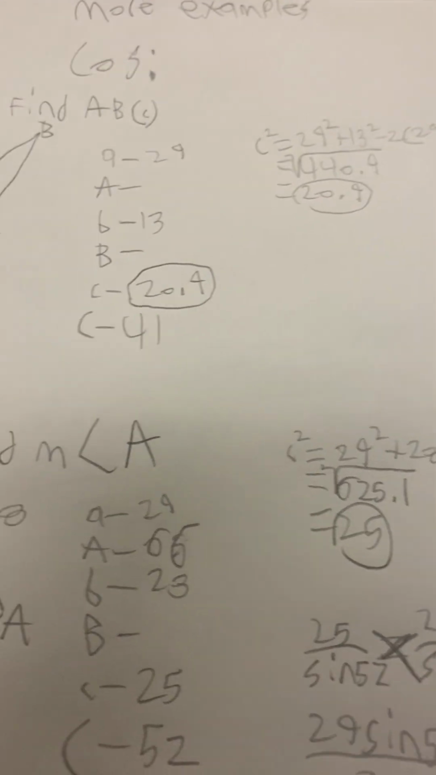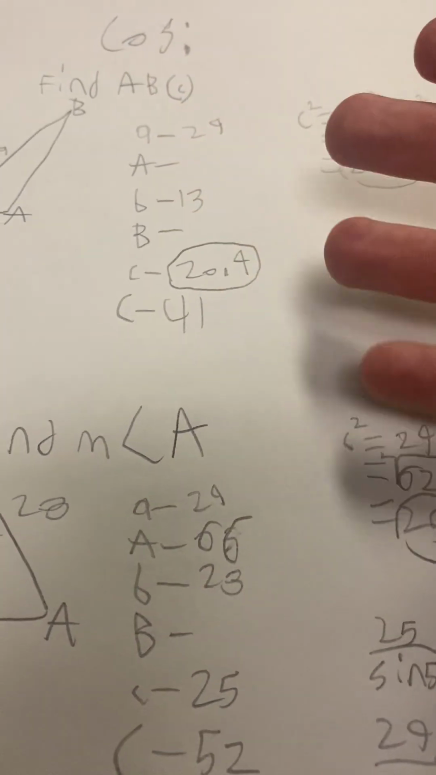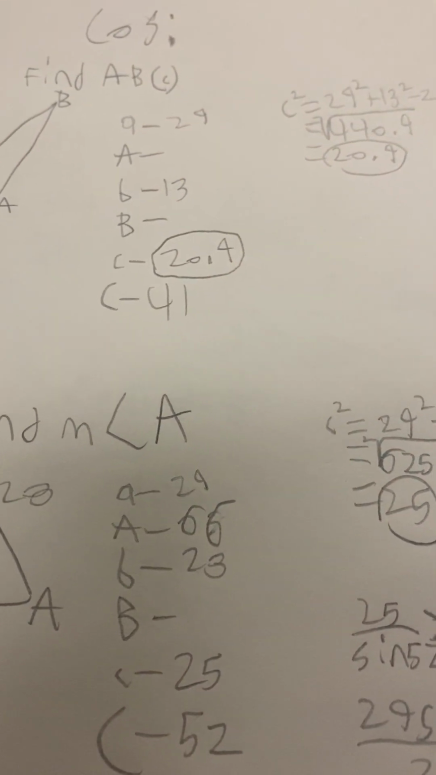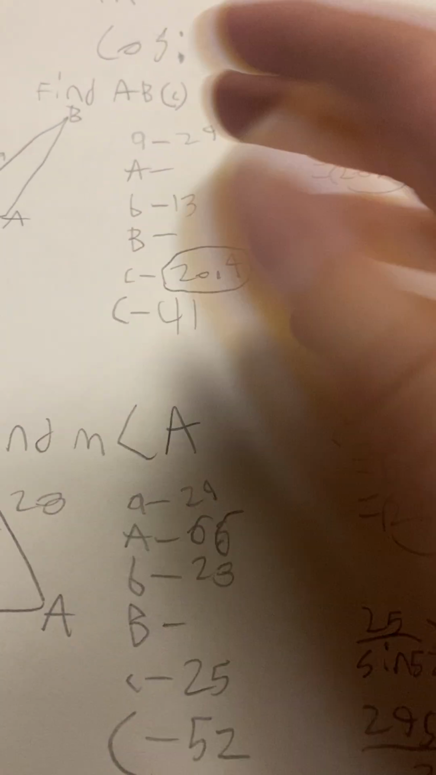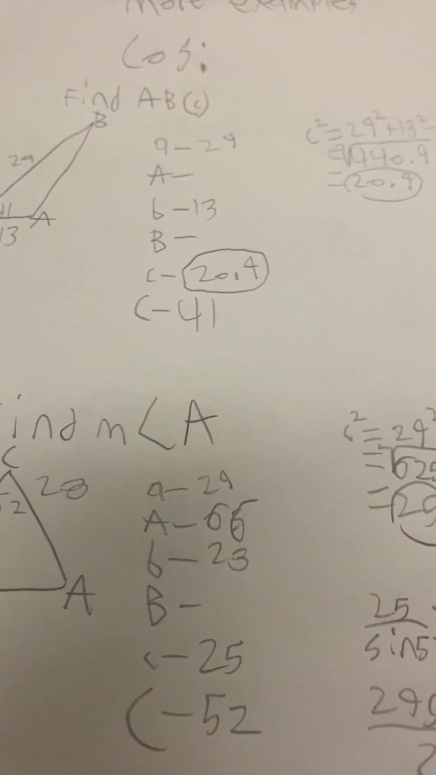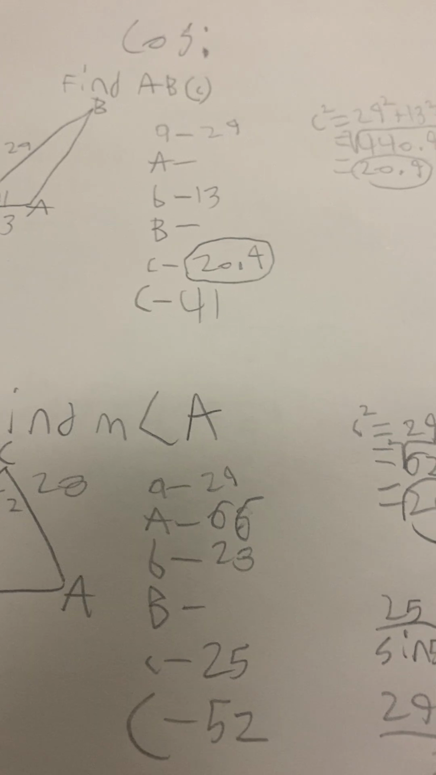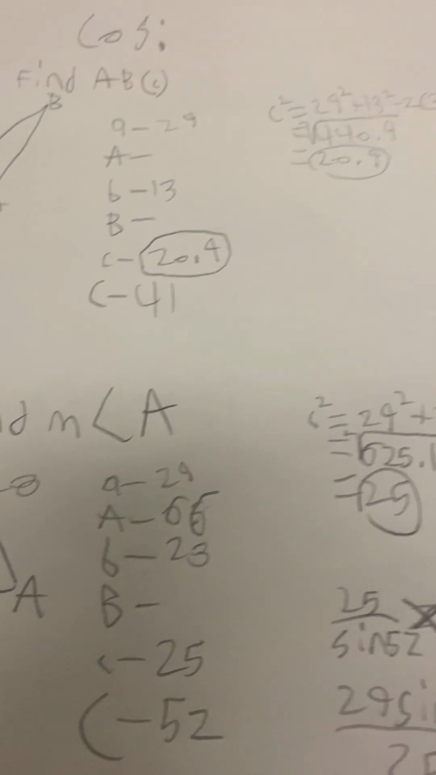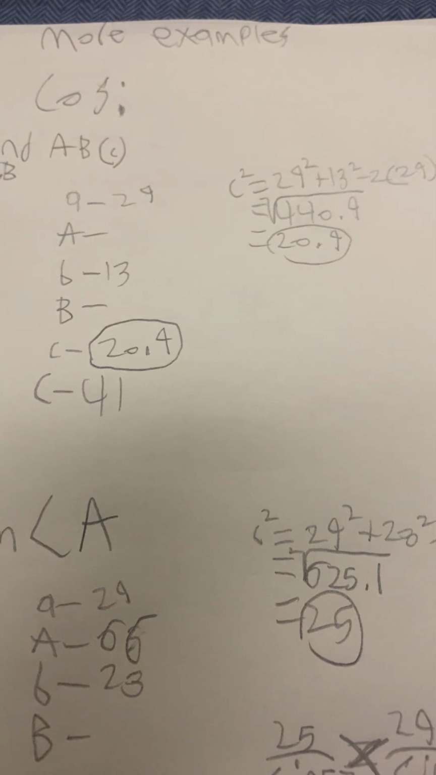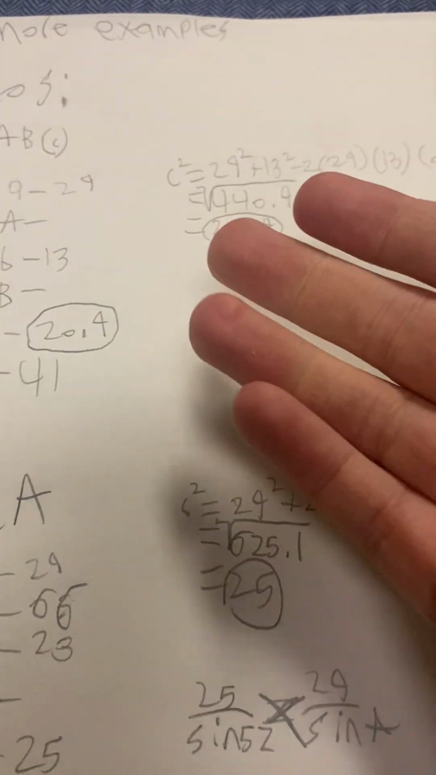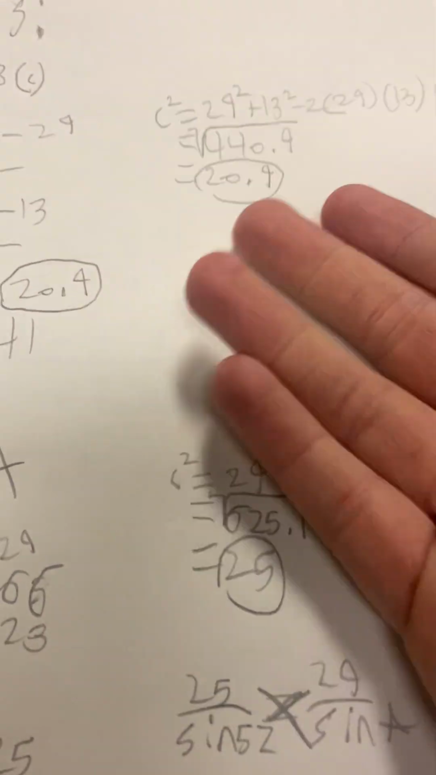So here are the values we are given. We're given lowercase a equals 29, lowercase b equals 13. That's the answer. Disregard that. You're not going to get that. And then your uppercase C is going to equal 41 degrees. So you use the law of cosines. Now, since you're missing little c, you're going to put little c right there. That's the side you're looking for.